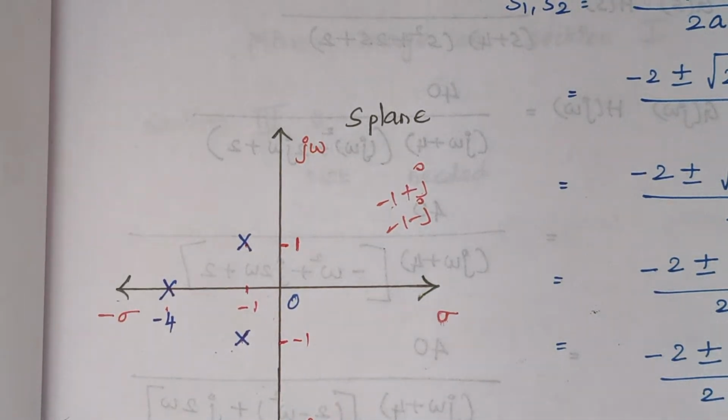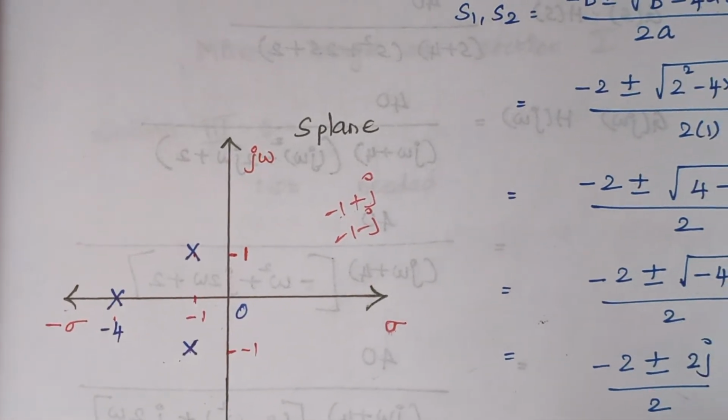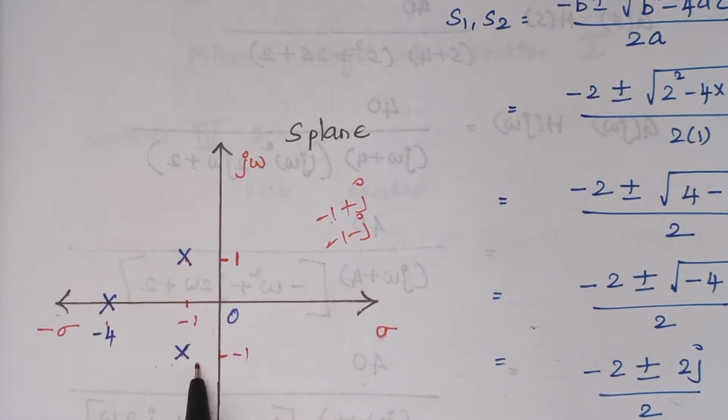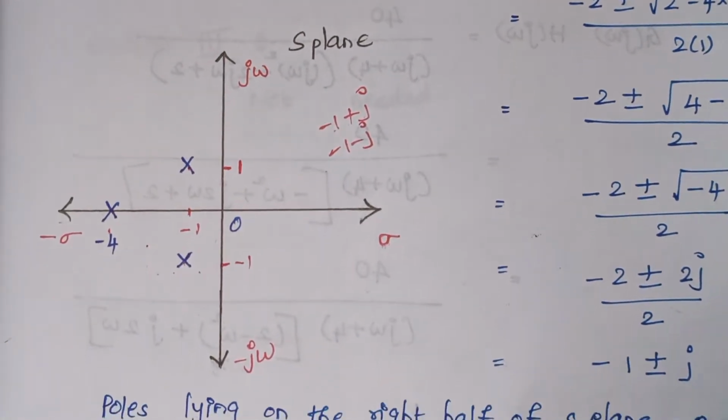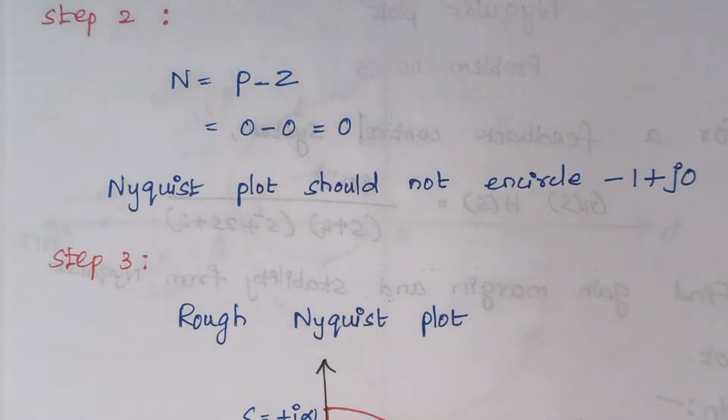Just from the S plane, you tell me whether any poles are lying on the right half of the S plane. No, because we have three poles and all three poles are lying on the left half of S plane, right? So the number of poles lying on the right half of S plane is 0, that is, no poles are lying on the right half of the S plane.